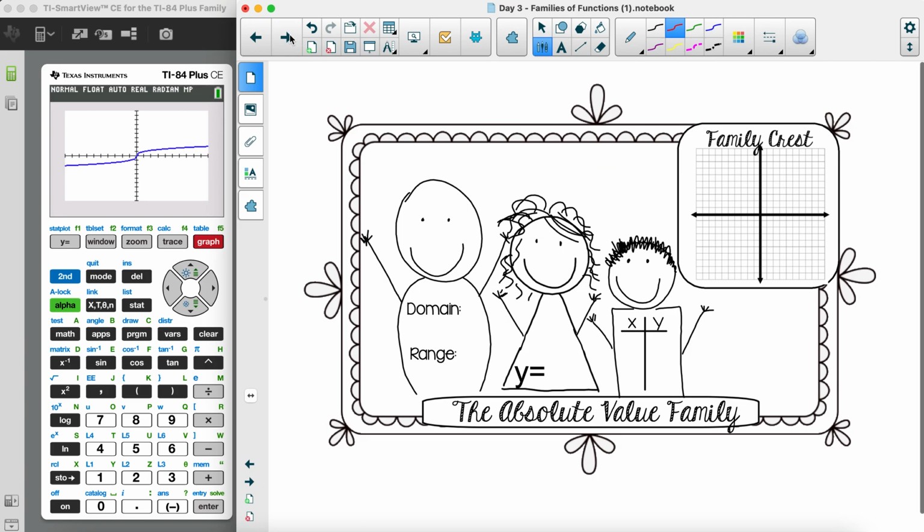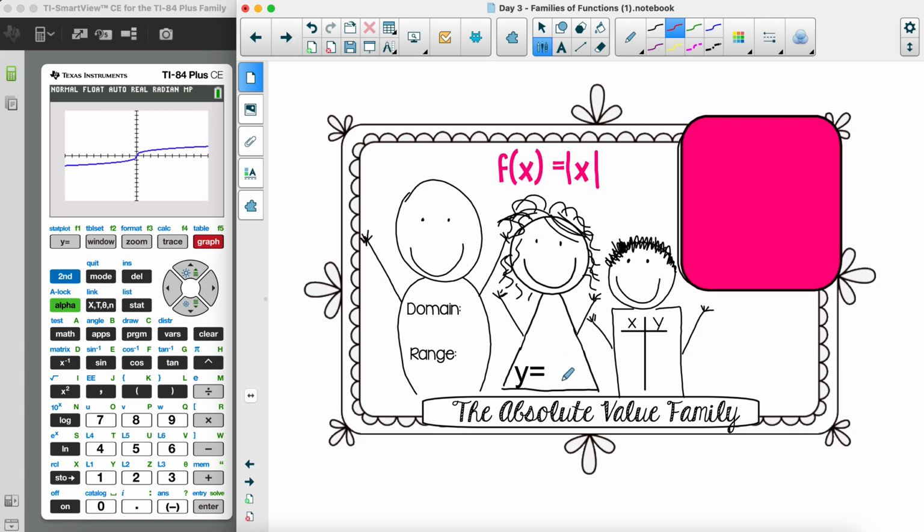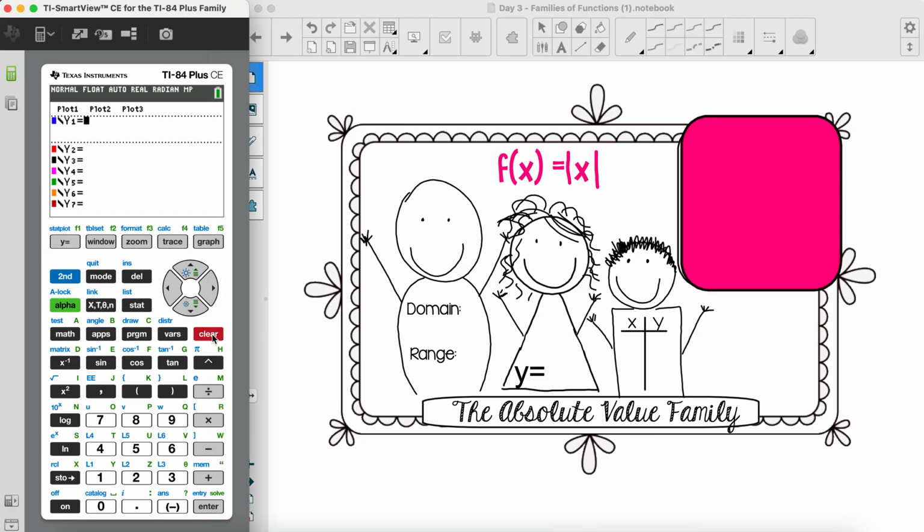I can't remember which one I did. Absolute value function, my favorite. This one, I'm going to go to my calculator. I'm going to clear this out. Remember, this is the one kids forget. It's in that catalog button. So you're going to hit second catalog, absolute value, and I'm going to put an X in there.